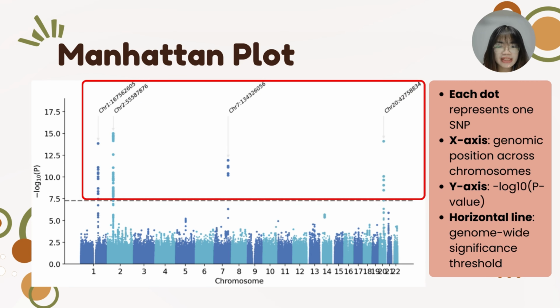Here we see several peaks surpassing the significance threshold. For example, SNPs on chromosomes 1, 2, 7, and 20 show the strongest associations. These regions are potential candidate loci for further investigation. Each peak represents not just one SNP, but a cluster, due to linkage disequilibrium among nearby variants. Most other SNPs fall below the threshold, which is expected because most variants have no strong effect on the trait. These significant regions are potential candidate loci for further investigation and downstream analysis.